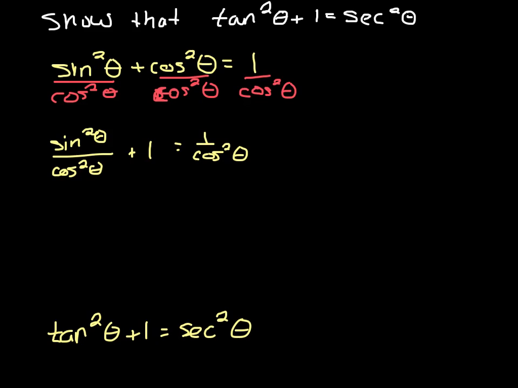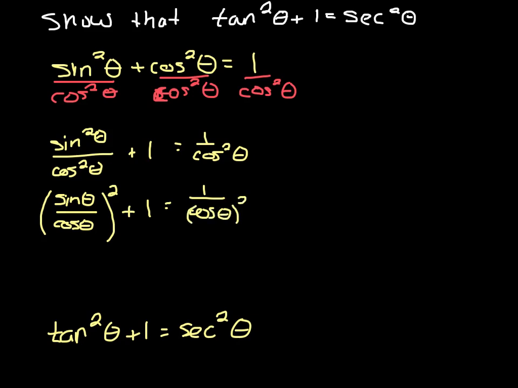Alright? Now, we have sine squared theta divided by cosine squared plus 1 equals 1 over cosine squared theta. Now, eventually you're going to be able to make the jump from here to the ending, but right now I'm just going to show all the steps. So we know, we got sine of theta over cosine theta being multiplied by itself twice over 1 over cosine theta being multiplied by itself twice.